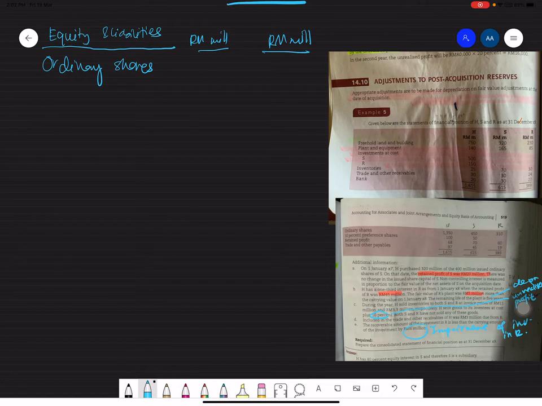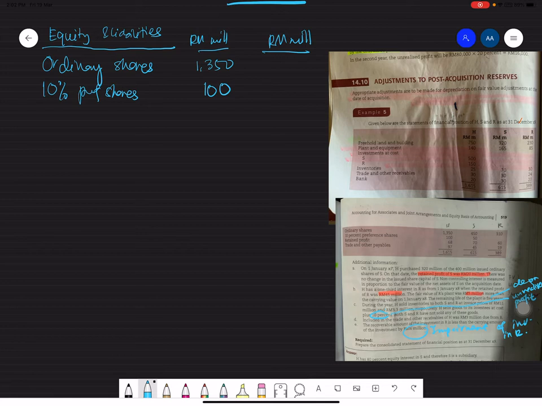Only take the parent. And then 10% preference shares. Preference shares also take the parent only. Remember, for equity you take the parent, because the others are eliminated, and included either in goodwill and or in retained profit.